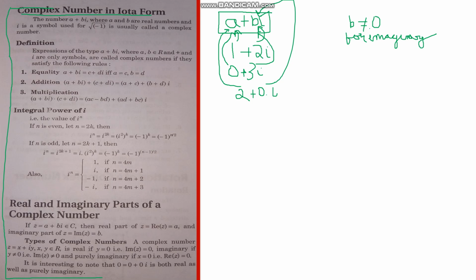Let's start. A number written in a plus bi form, where a and b are real numbers and i is a symbol used for root minus 1. I have told this in part 1 also. These things are all done. Now let's do the definition. Expressions of the type a plus bi, where a and b belong to real numbers, and this plus is an operator and i is a symbol, we can tell it technically, are called complex numbers if they satisfy the following rules.